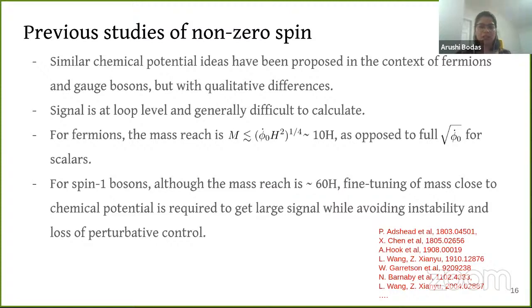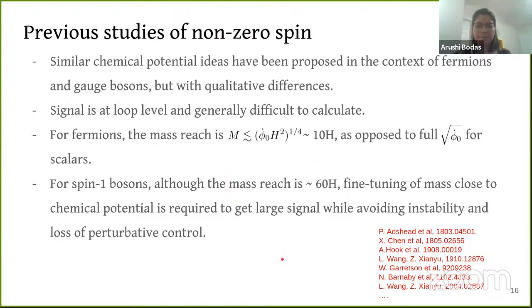I would just like to mention that this has also been done in these great works. People have also explored a similar kind of mechanism for fermions and spin-1 bosons. But there are some differences. For example, in the case of fermions, their mass reach is only like a square root of chemical potential, so up to 10 Hubbles, maybe. And in the case of bosons, you require some kind of fine tuning. Otherwise, you run into some kind of tachyonic instabilities. If anyone's interested, I can talk more about this.